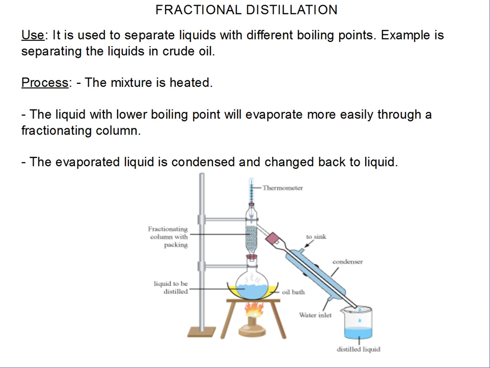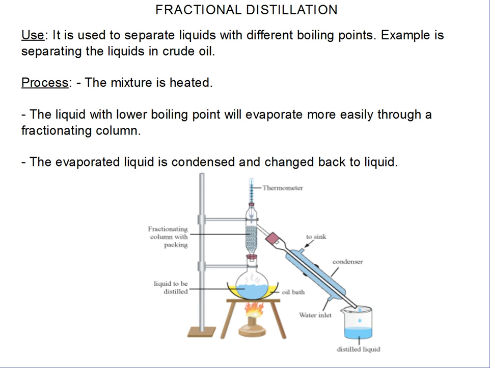The advantage here is that these liquids have different boiling points. So as you heat the crude oil, it gets to a point where the boiling point of petrol is reached, and then it will evaporate, we condense, and then we get our petrol. The boiling point of diesel is reached, it will evaporate, and then we get our diesel. Gas is also produced, it evaporates and is collected. So this method is used to separate liquids with different boiling points.